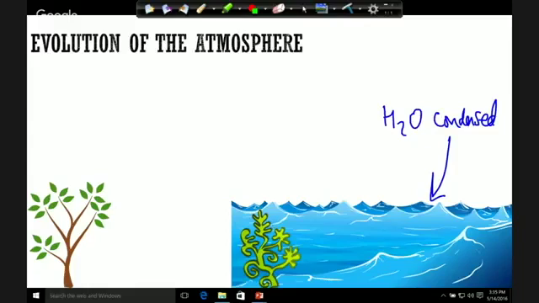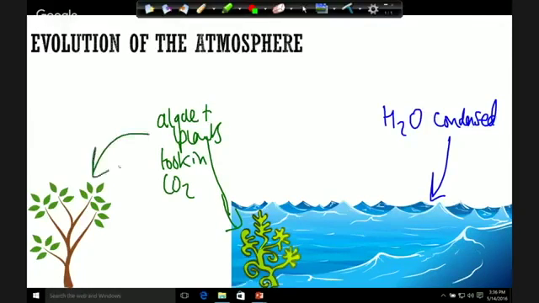Then several millions and billions of years later, we started to get plants forming. And these plants took in CO2. So we had algae and plants, and marine plants as well, taking in CO2. And they use this for photosynthesis, remember. So algae and plants, as they started to evolve, were taking away carbon dioxide from the atmosphere. And that was causing the carbon dioxide levels to decrease.